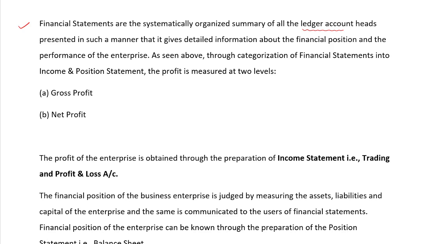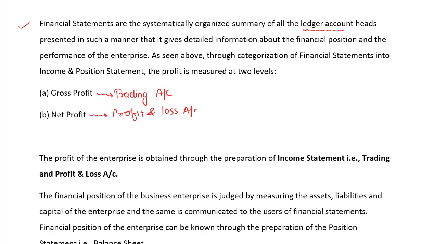As seen above, through categorization of financial statements into income and position statement, the profit is measured at two levels. Gross profit is calculated using preparation of trading account. Net profit is calculated using preparation of profit and loss account. Gross profit is calculated in trading account and net profit is calculated in profit and loss account.